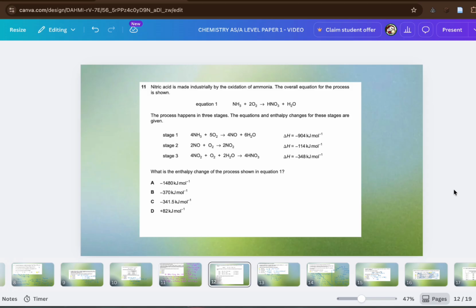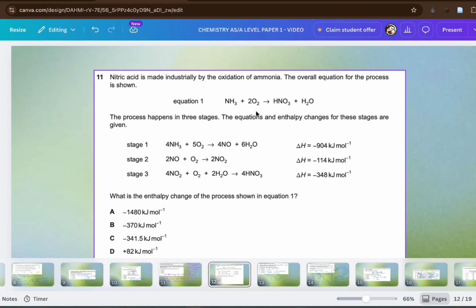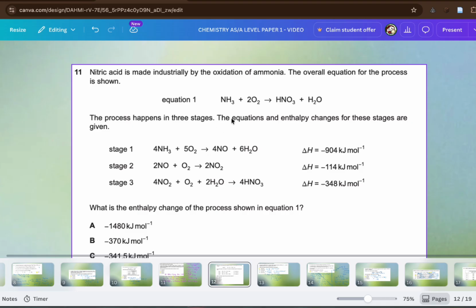First step is to basically just analyze and compare the stages in the equation. We see that in equation 1, oxygen is twice as much as in stage 2. So that means you have to multiply stage 2 here. That means this is now 4NO and 4NO2. So that means for stage 2, the enthalpy change is multiplied by 2. Okay.